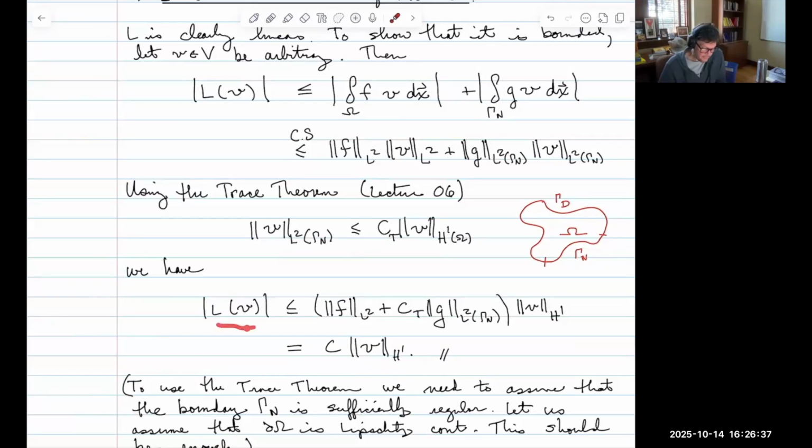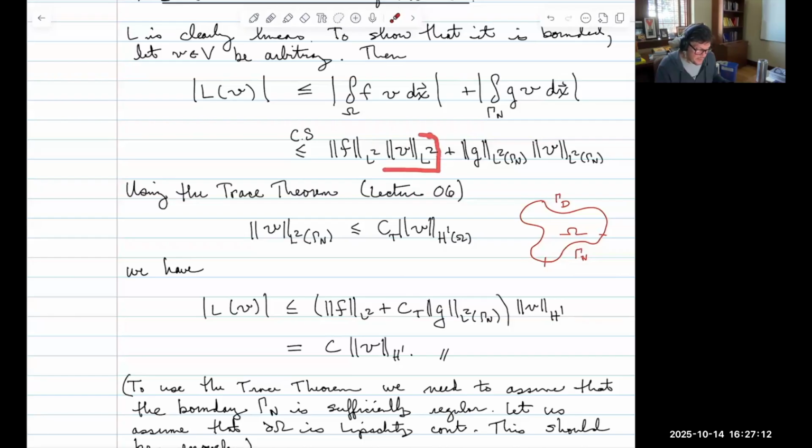So now all I do is replace this with the trace inequality that I just developed. So L of V in absolute value is less than F plus CT, so that trace constant, times the L2 norm of G. I don't care what G is. G doesn't even have to be defined outside of gamma n. But V certainly is defined outside of gamma n. And remember, we need a trace inequality to tell us whether or not its boundary values actually make sense. In this case, it does.